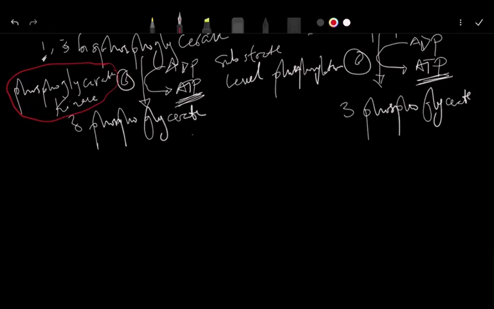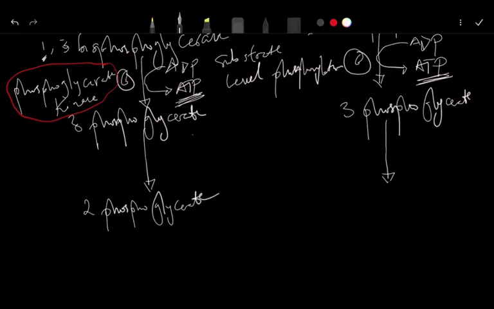Now, step 7 basically is that we are going to move the phosphate from carbon 3 to carbon 2. So instead of 3 phosphoglycerate, we have 2 phosphoglycerate. Here we also have 2 phosphoglycerate. The enzyme here, you don't need to remember it, it's reversible.